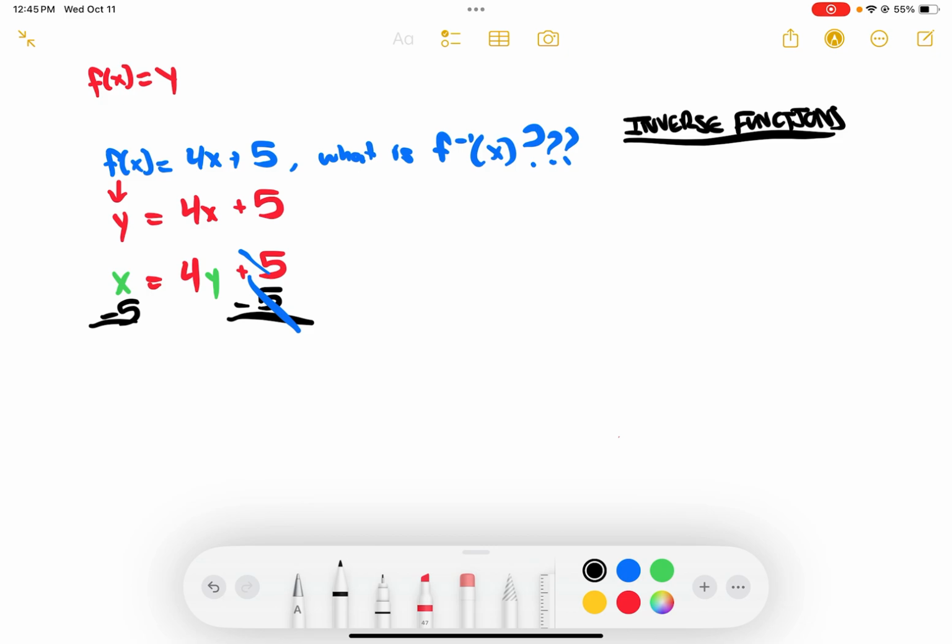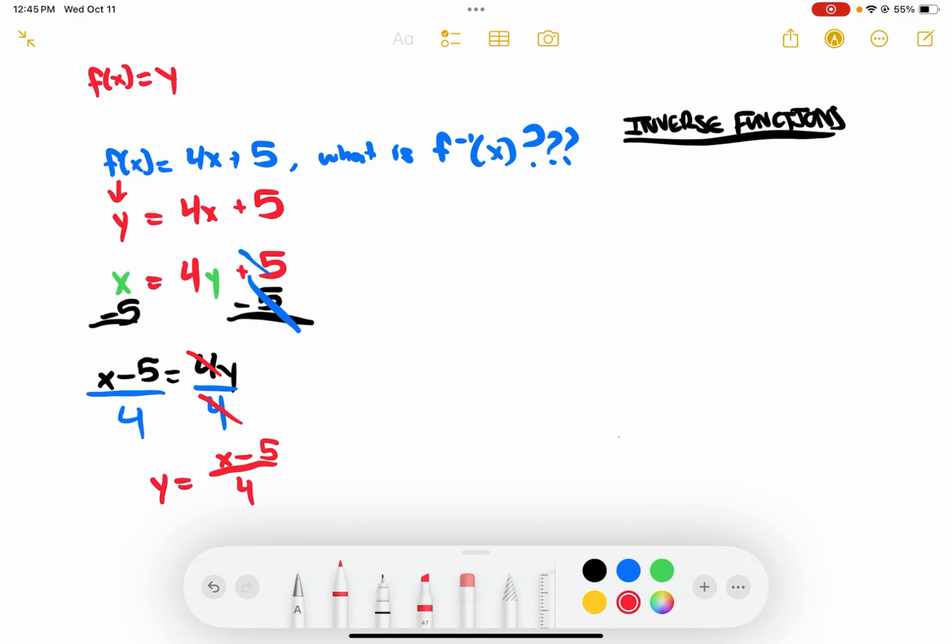So I'm going to have x minus 5 equals 4y. I want y by itself, but it's being multiplied by 4. So I'm going to do the opposite of multiplying by 4, which is dividing by 4. And now I have y equals (x minus 5) divided by 4.